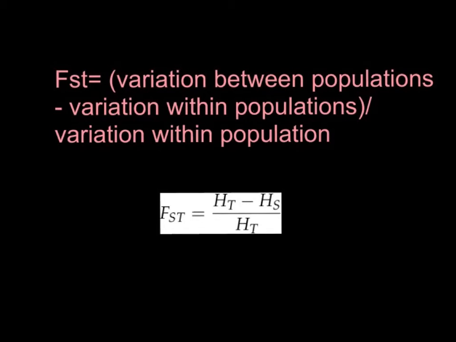In general, FST equals the variation between populations minus the variation within populations, over the variation between populations. This is looking at the proportion of genetic variation that is within a subpopulation relative to that which is between subpopulations. FST is measured based on heterozygosity, which is a measure of genetic variation. Heterozygosity is simply calculated as 1 minus the sum of allele frequencies squared.